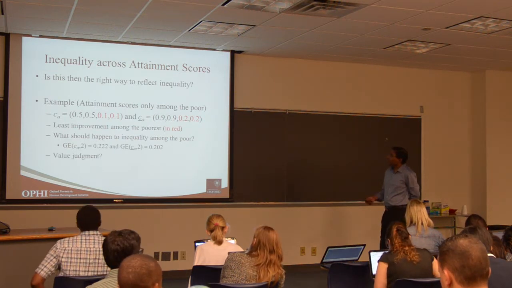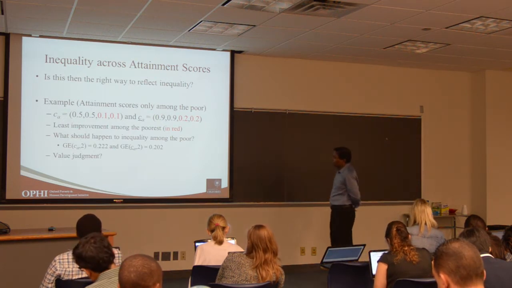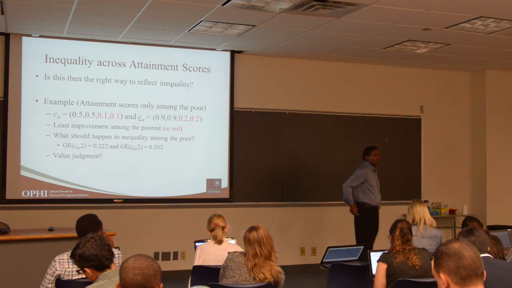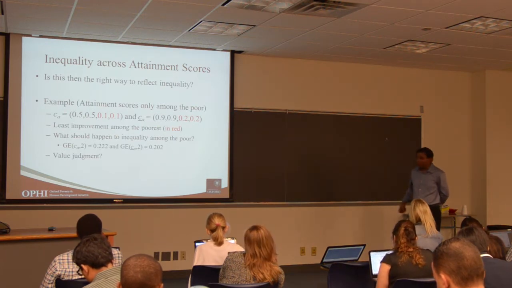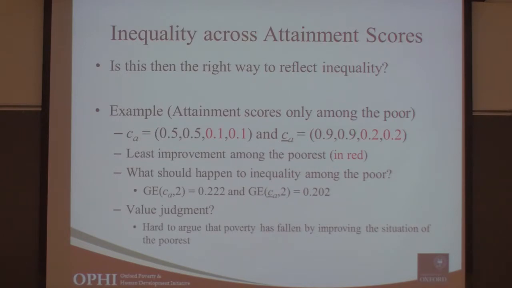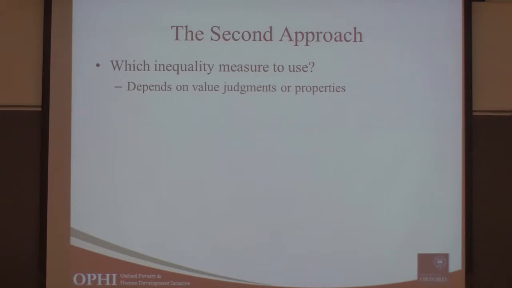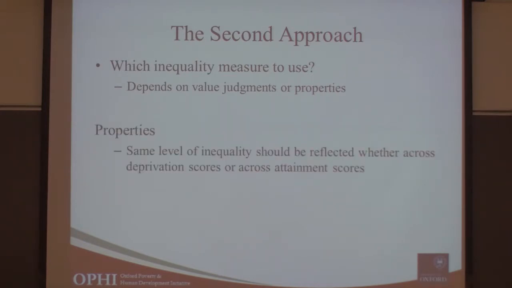Exactly, more intuitive. So here also we require some value judgment, because a relative inequality measure is confusing us in this particular world, whether it's the attainment score or the deprivation score. So in the second approach, we ask which inequality measure to use, which will depend on the value judgment. One of the properties we want this measure to satisfy is that the same level of inequality should be reflected across the deprivation score and the attainment score. I do not want this problematic thing. Whether you compute the deprivation score or the attainment score, I don't care. I want the distribution to reflect the same level of inequality.